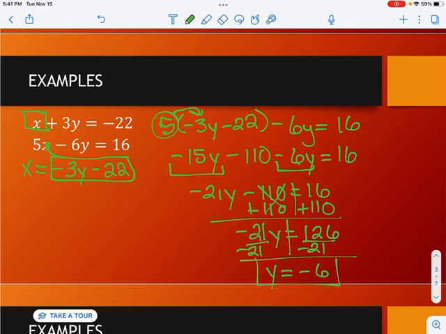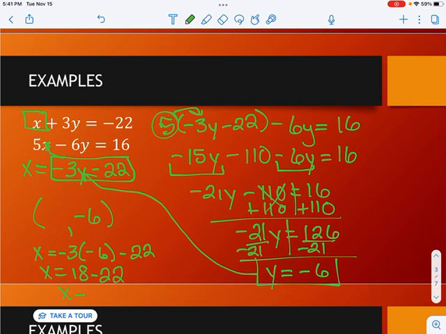Okay? So at this point, I know my answer is something, negative 6. So now I take that and plug it back in. So x is equal to negative 3 times negative 6 minus 22. So negative 3 times negative 6 is a positive 18 minus 22. So x would equal negative 4. And that would be my solution to that system.